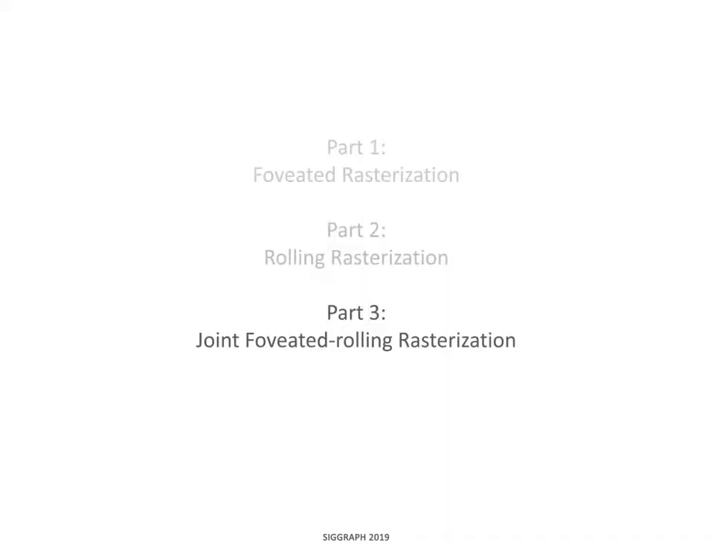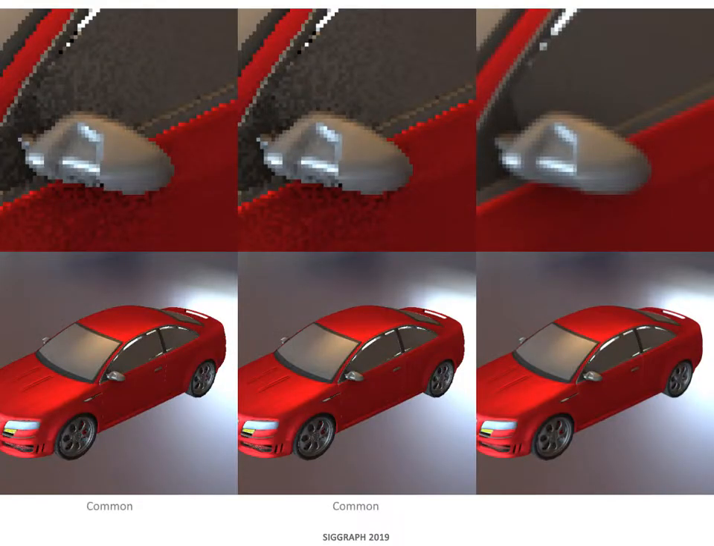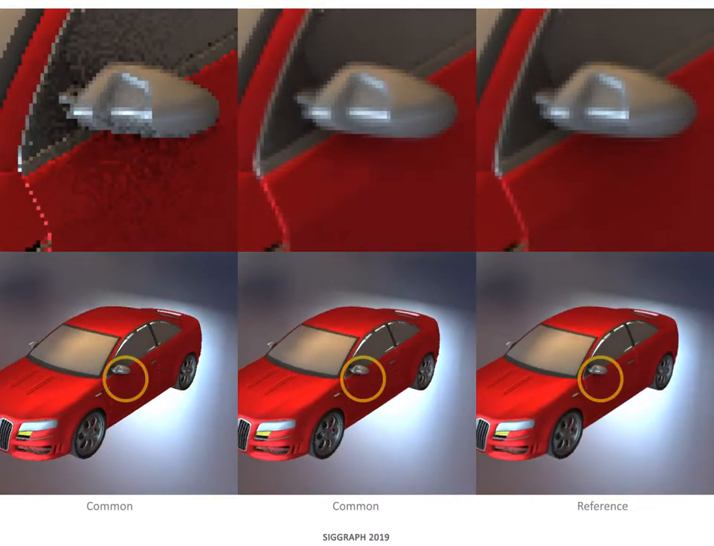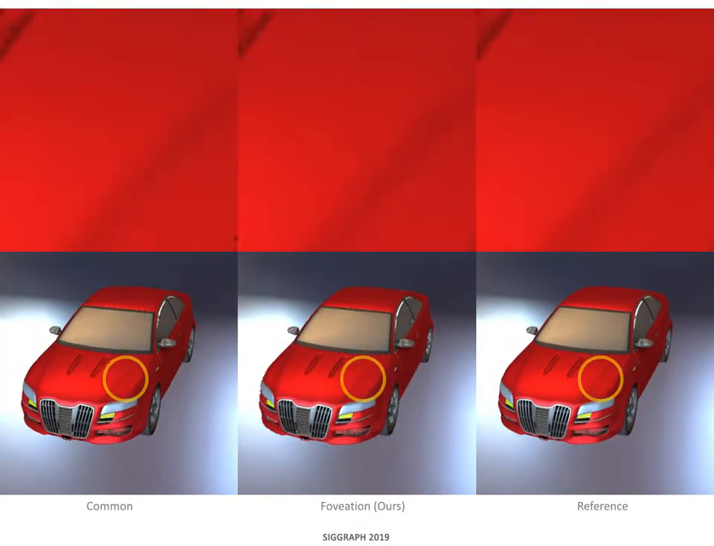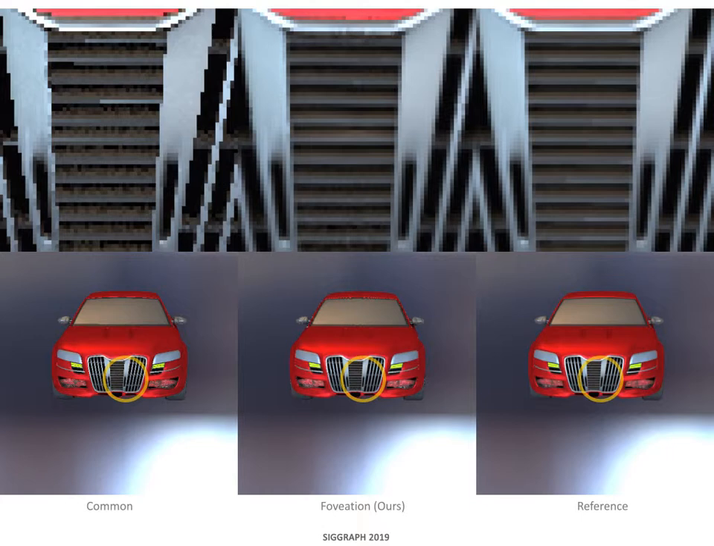Finally, we combine foveated and rolling rasterization. First, we see common rasterization and a reference. Now we enable foveation in the center. Quality starts to become similar to the reference.